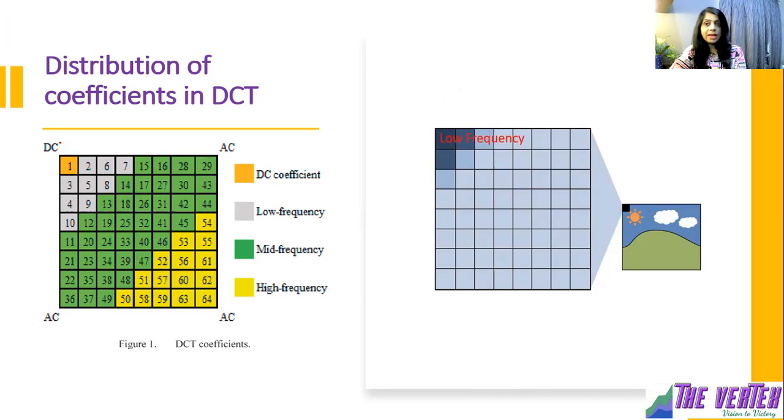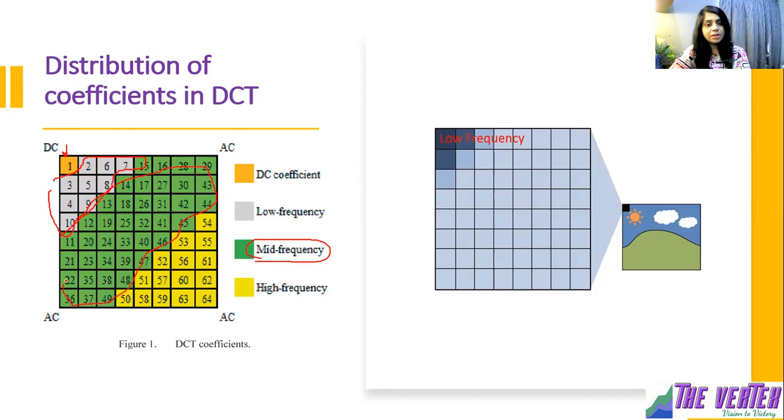As I said, if there are no variations in the image, you will get the DC coefficient. DC coefficient means no frequency variations. If there are minor variations in the gray intensity values in the image, you will get a spectrum like this. Here the green portion indicates mid frequency, that means a little more variation in the gray intensity level, and you will get the DCT in this particular area.